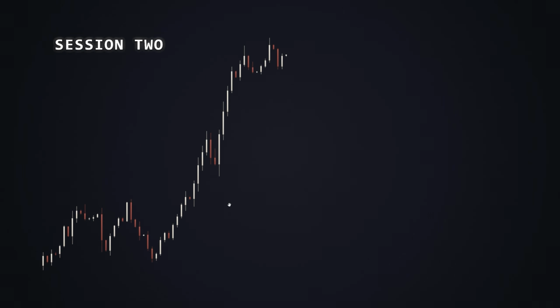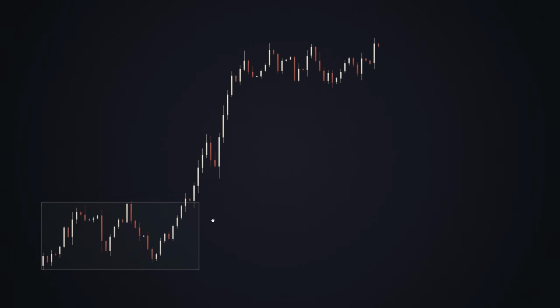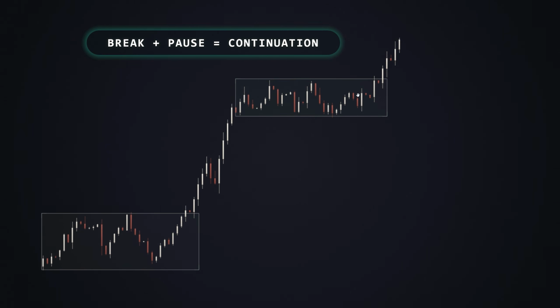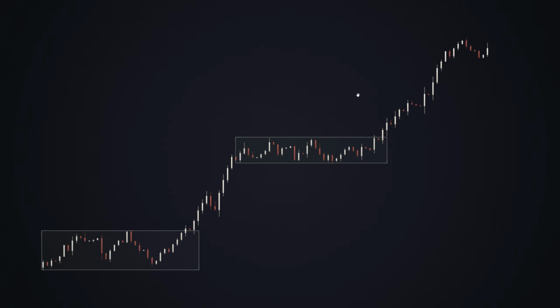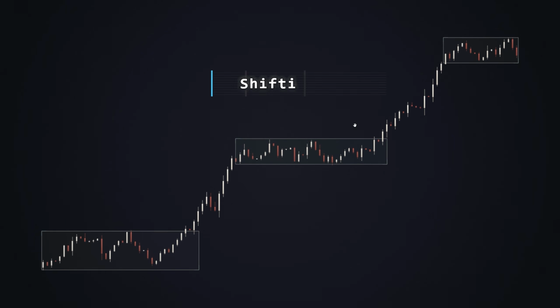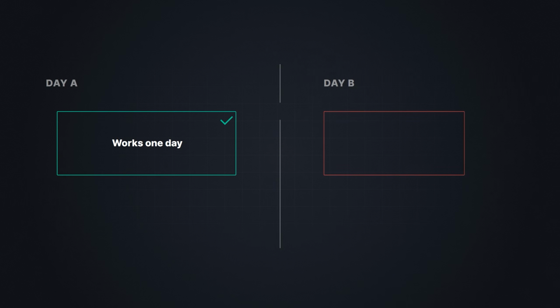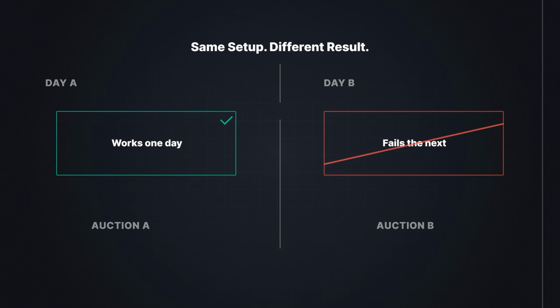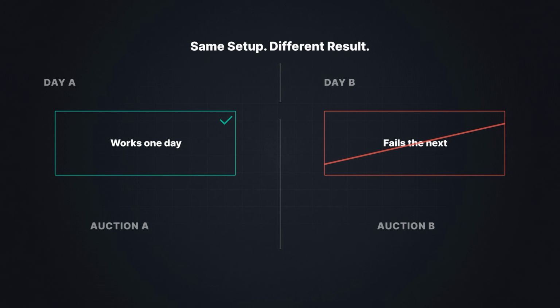This second session gives the opposite clue. Value forms, price breaks higher, then the next pause forms above the old value area. After that, price builds value even higher. The fair area is moving up. That is a trending auction. The same breakout can work beautifully on one day and fail badly on another because the setup can stay the same while the auction changes.